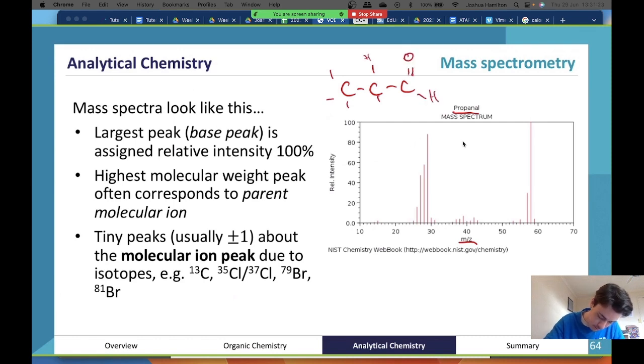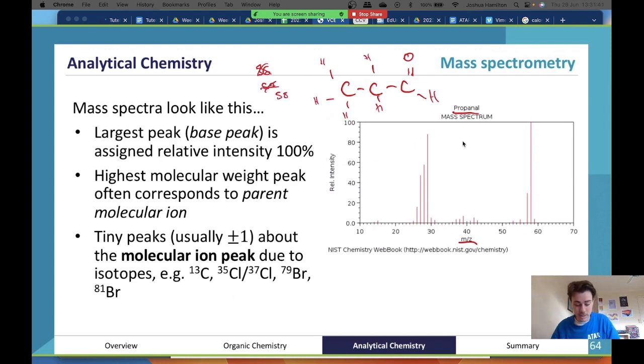So these are all hydrogens. What's the molar mass of this? Without looking at the mass spec, let's figure out what the molar mass of this is. The molar mass is 12, 12, 12, so it's 36, plus 16 is 52. 52 plus 1, 2, 3, 4, 5, 6 is 58.